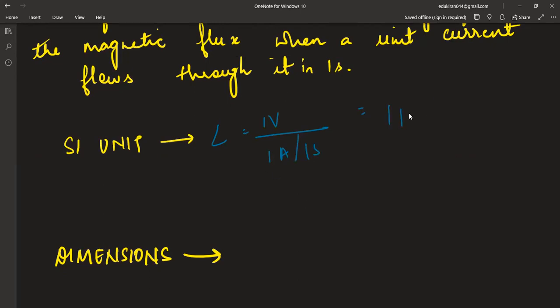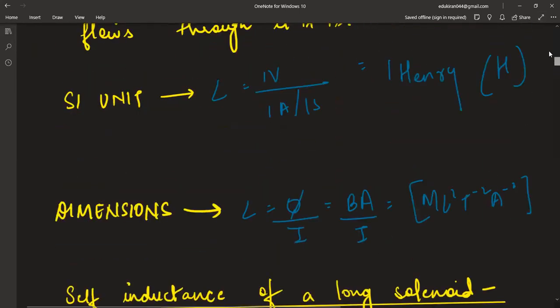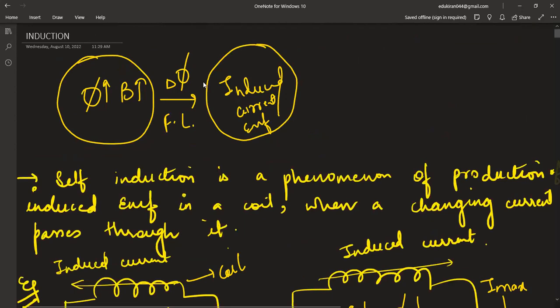Whatever it is, you have to remember we have the unit known as Henry with the symbol H. Use this, and from this, if you remember class 11 dimensions, L is equal to phi divided by current, which is BA divided by current. So the dimension is M L squared T to the power minus 2, A to the power minus 2. One more thing is there for a long solenoid, but first you should write down this, then I'll discuss that.